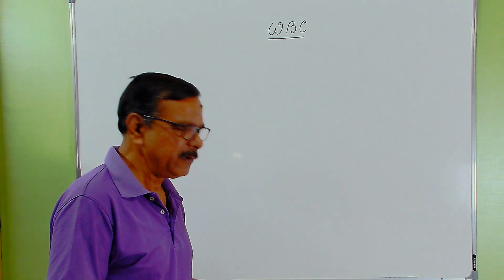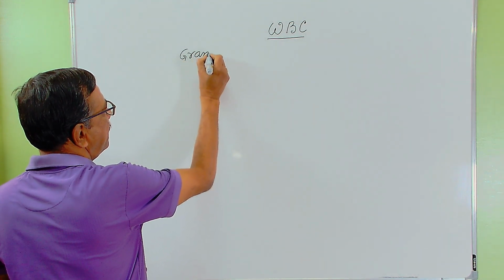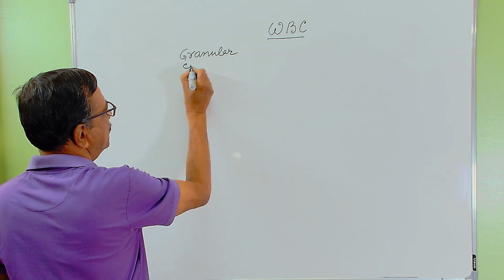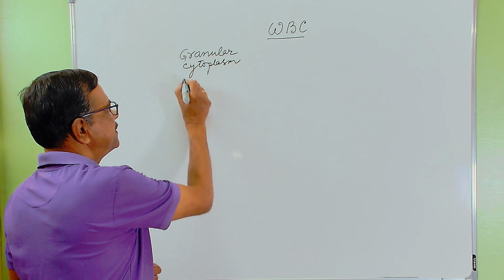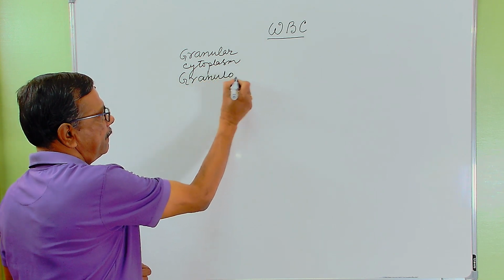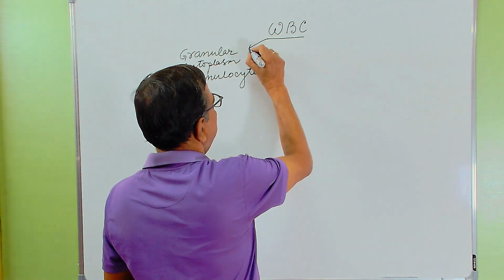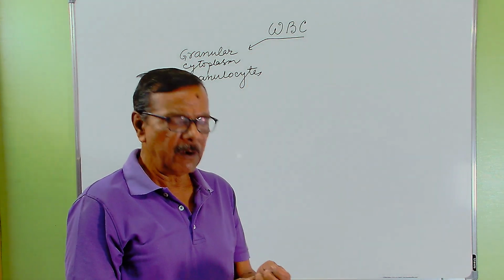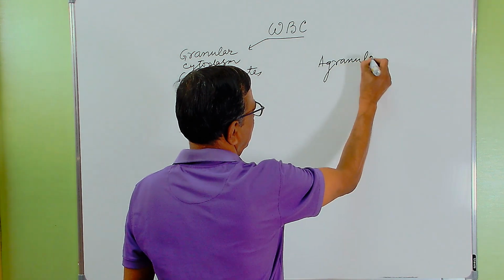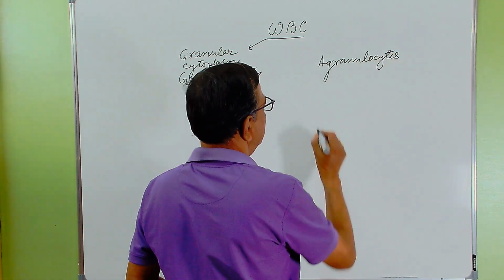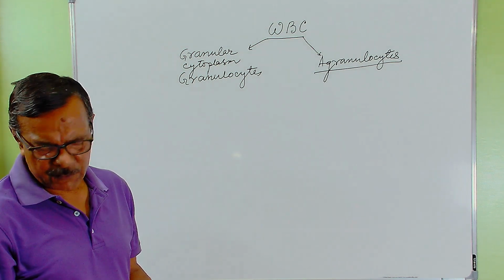Now for the practical purposes, we will divide WBC into two categories: those with granular cytoplasm, which are known as granulocytes, and those who do not have grains in their cytoplasm, which are called agranulocytes. So, granulocytes and agranulocytes. These are the two categories.